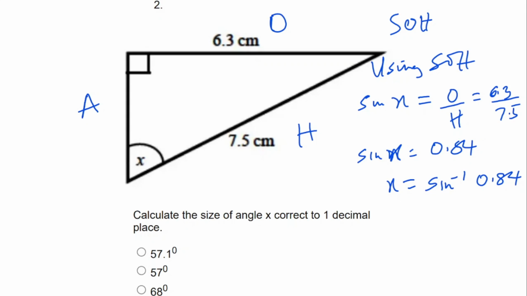The same thing we did the other time. So x equals, we go to our calculator. It depends on the calculator you're using. The first thing is press second function, then the sine, and that gives us 57.14011.